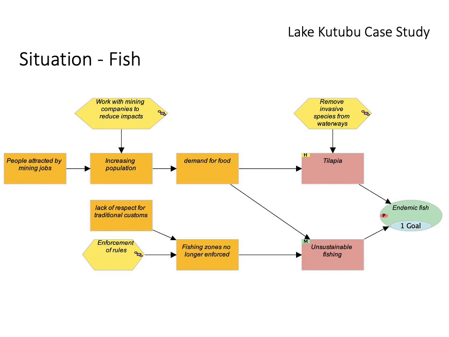You can remove invasive species from the waterway, so you remove the tilapia directly, but that doesn't necessarily address the demand for food and some of the other issues. If you want to address the increasing population and the pressure they're putting on the local environment, you might need to work with the mining company to look for ways to reduce impacts. Similarly, if you're working with the mining company to reduce impacts, you're not necessarily dealing with the enforcement of customary fishing zones. So you might want a strategy which is around getting some enforcement of those customary rules.